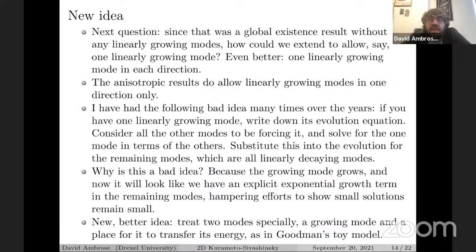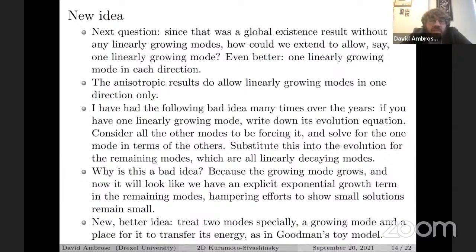So next we want to say, can we extend that? That was when there were no linear Lagrange modes. How can we extend to allow a linear Lagrange mode? And we don't want to just allow a linear Lagrange mode. We want to allow a linear Lagrange mode in each direction because we're thinking of this as being like a square. It doesn't have to actually be a square, but we want to have that in mind as a goal, as being able to treat square domains instead of relying on anisotropy.